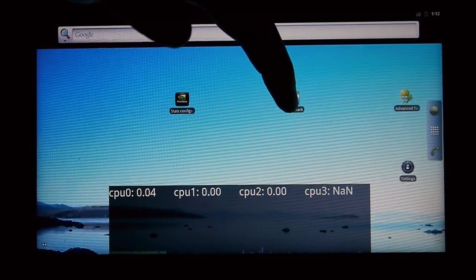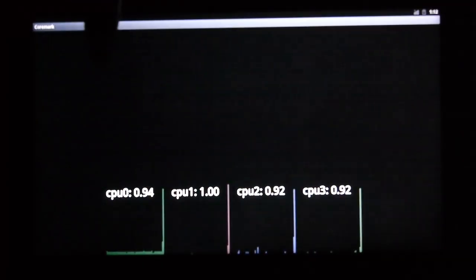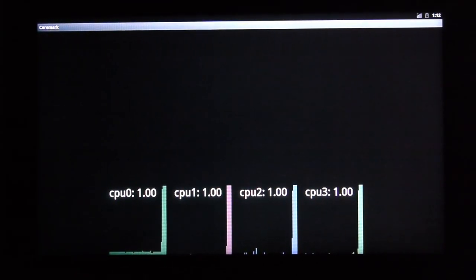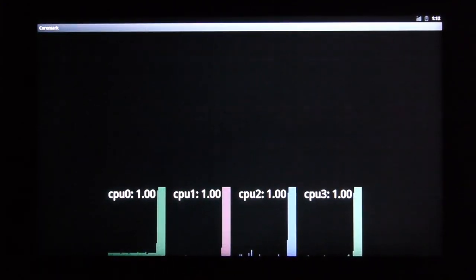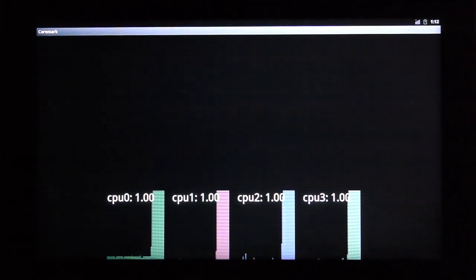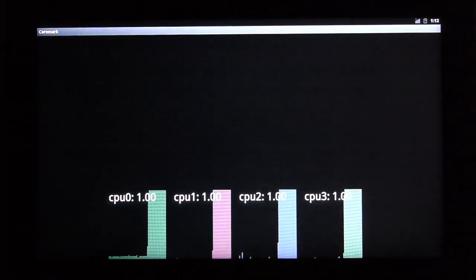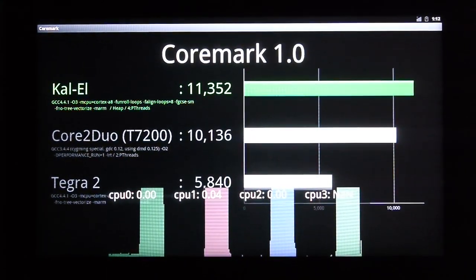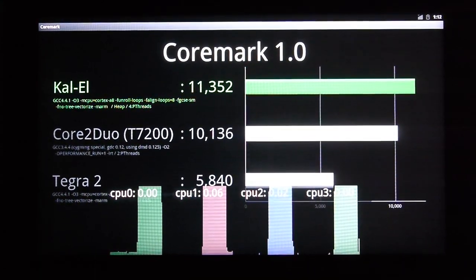So right when we start to run Coremark, you can see all four CPUs completely spike up, and we're running the benchmark. And what Coremark does is it spits out a result at the end and tells you what your Coremark score is. So this is all being run live, real time, on Kal-El. So you see the Coremark results.